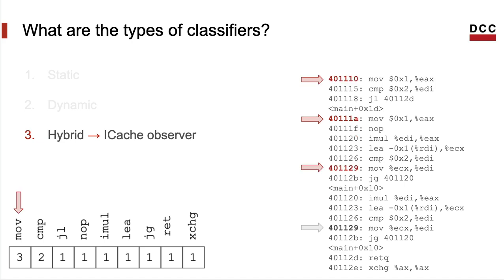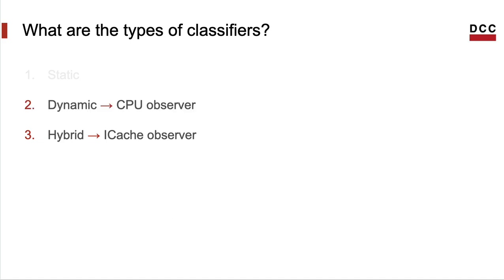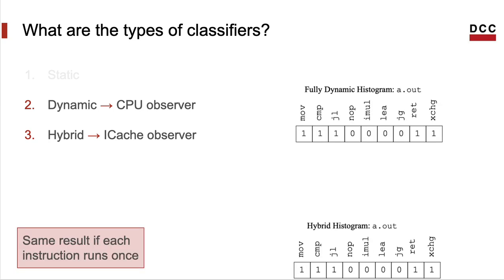So again, in a hybrid classifier, each different instruction that is executed adds 1 to the histogram. But if the same instruction is executed multiple times, it counts only once. Notice that the difference between dynamic and hybrid classifiers is subtle. If each instruction in a program runs only once, as if the program does not contain any loop, then these classifiers will have access to the same embedding.